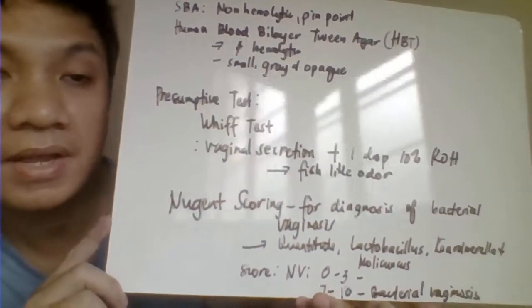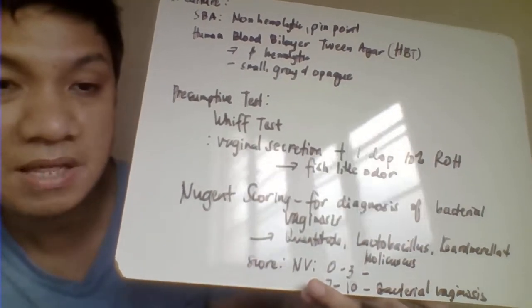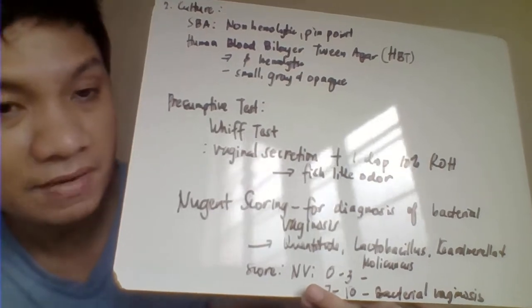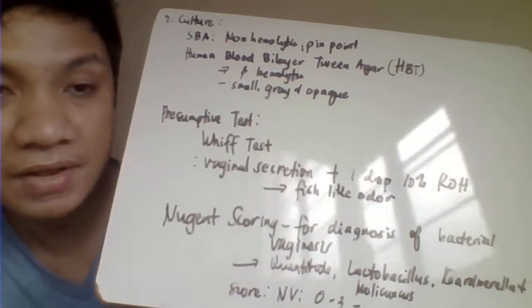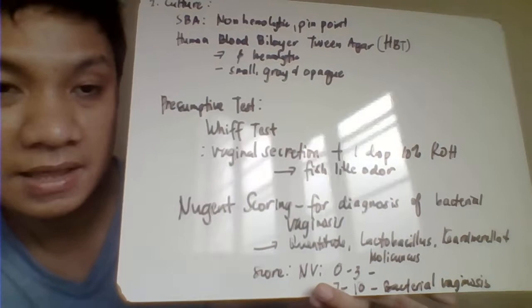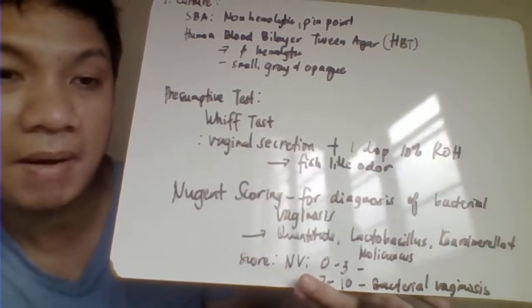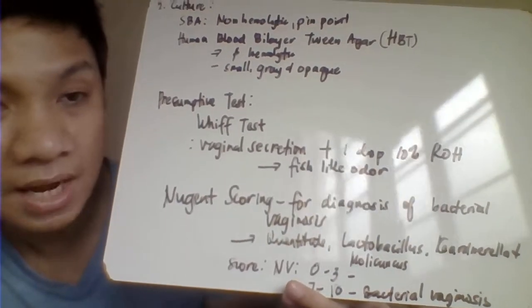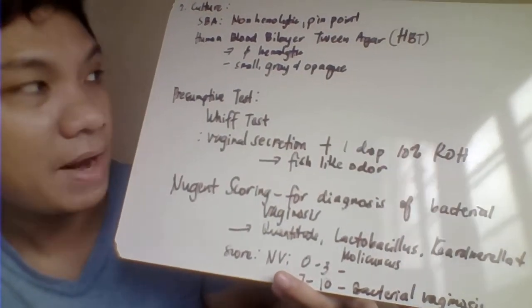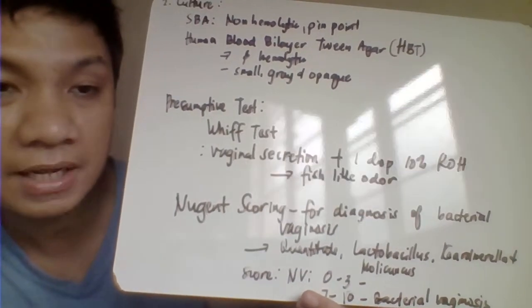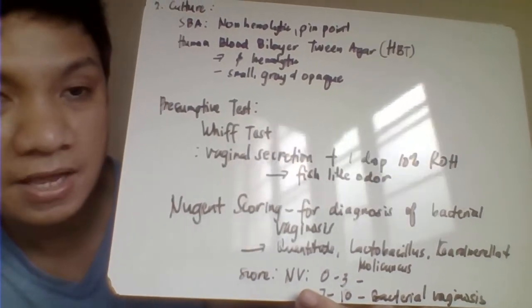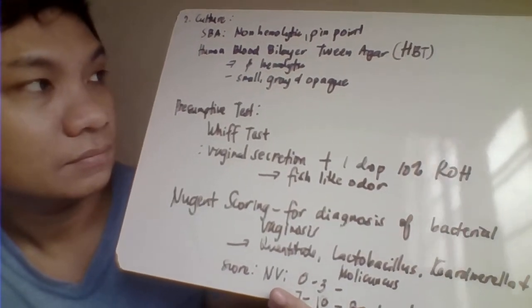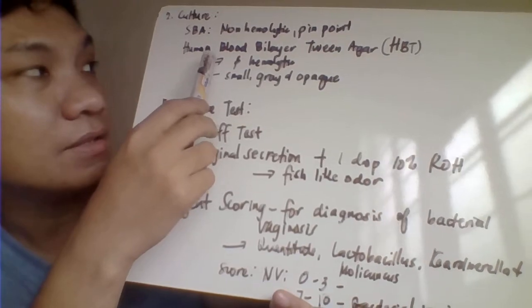Okay, culture we have here in the SBA, so it appears to be pinpoint non-hemolytic. But the ideal and selective culture media for the growth of your Gardnerella vaginalis would be your human blood bilayer Tween agar. So on that, it appears to be beta hemolytic, appearing as a small, gray, opaque colony. But if we are only on SBA, that would appear to be non-hemolytic. Okay, this is also a blood agar.